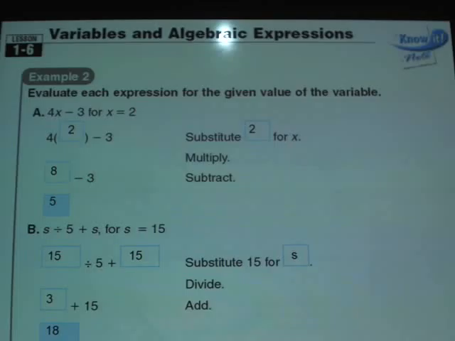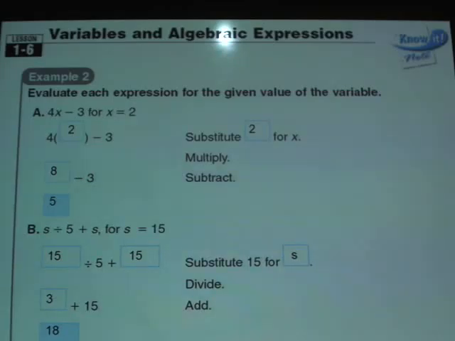In the B example, I've got s divided by 5 plus s for s equals 15. Now, some of you might be flustered by the fact that there are 2 s's there. It doesn't matter. Both of them change into 15. So when we do that, we have 15 divided by 5 plus 15 now.